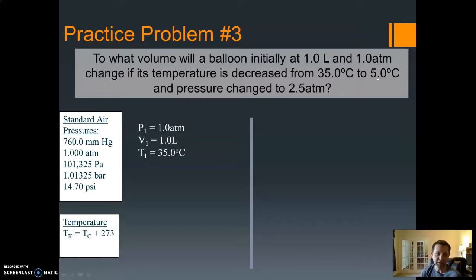Everything else will be our secondary, like our second condition, right? So what it changed to. So I have a new pressure of 2.5 atm and a new temperature, and we want to find the volume. To what volume will the balloon change? So let's get this all on paper. So we have our P2 is 2.5 atm, our V2 we don't know, and our T2 is 5 Celsius.